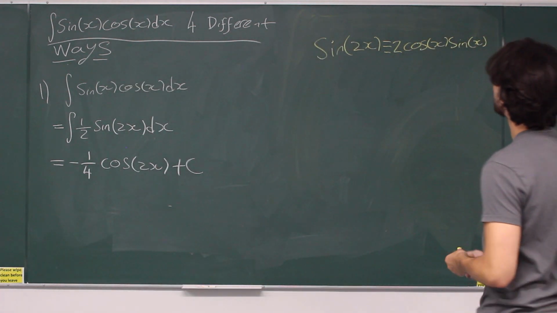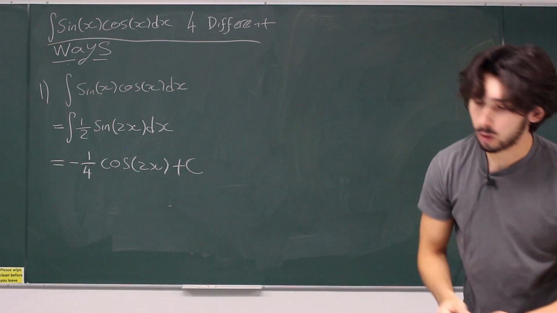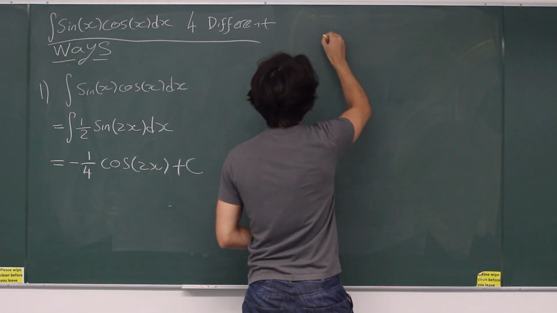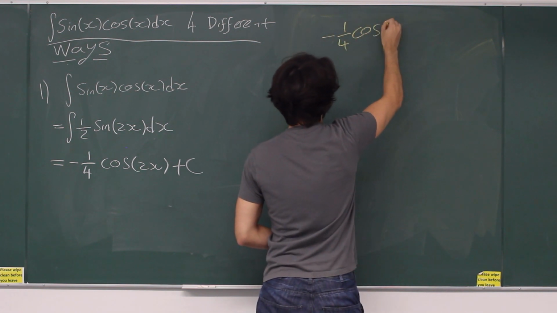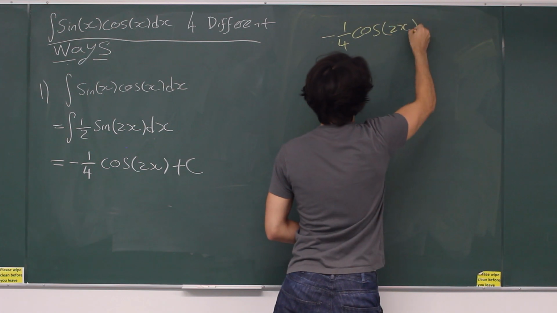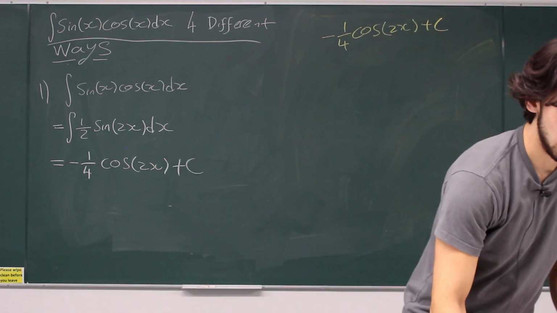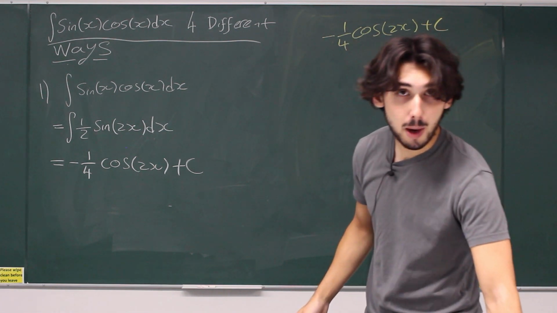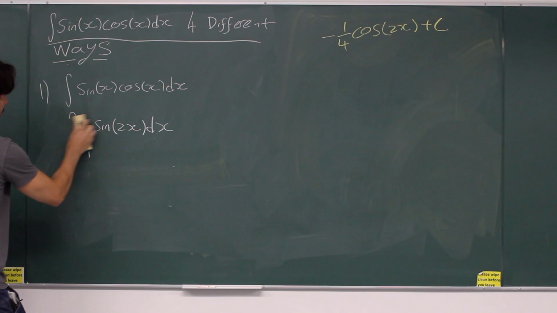So what I'm going to do is on the right-hand side, I'm going to write down each of our answers as we go. So one of the answers that we have is minus a quarter cos 2x plus c. I'm going to leave that there and we're going to come back to it. That's our first method of integrating sine x times cos x.